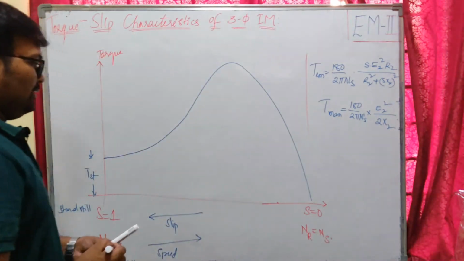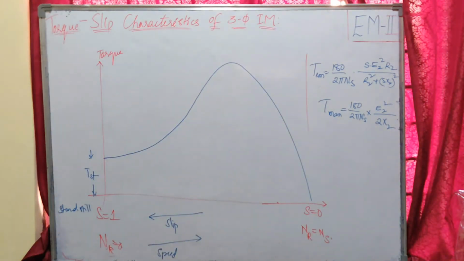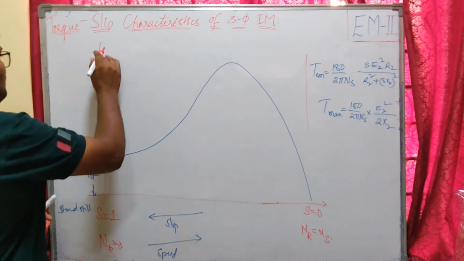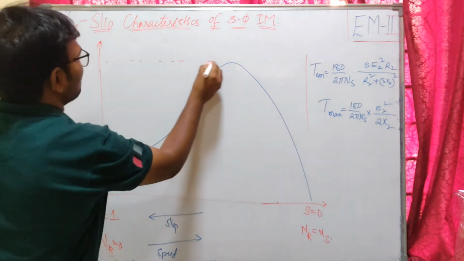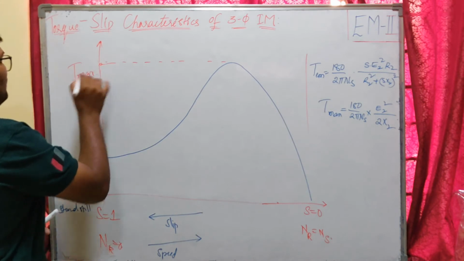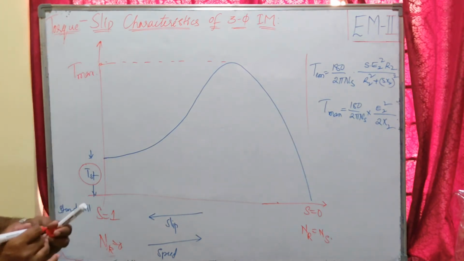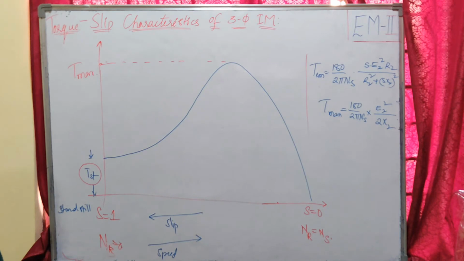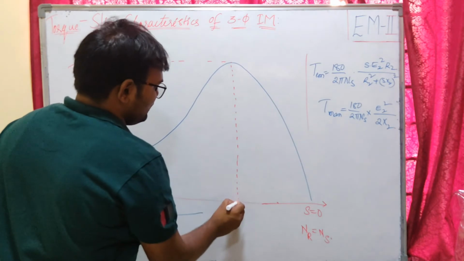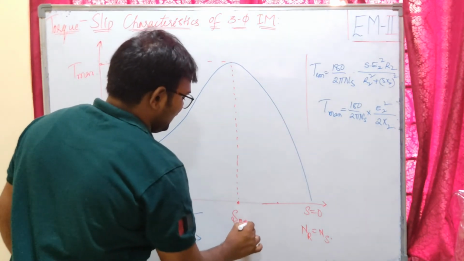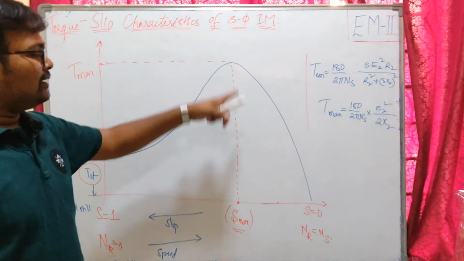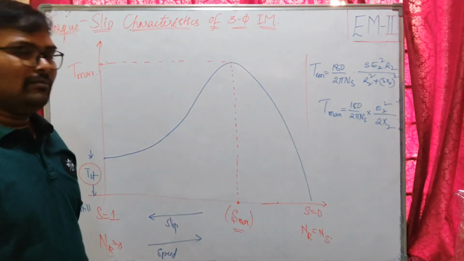You can see the torque slip characteristics of our 3-phase induction machine. This peak is my maximum torque. This is my starting torque, and this is my maximum torque. The slip at which T max occurs is called the maximum slip. This is my maximum slip.